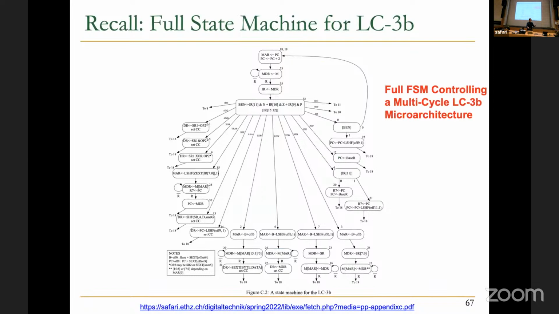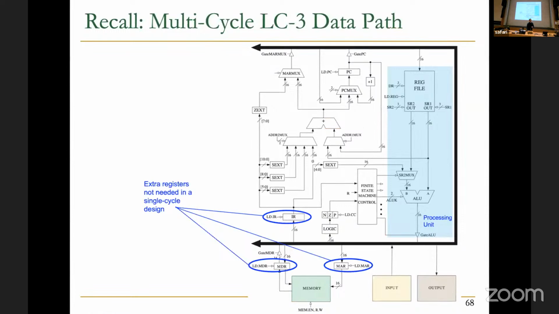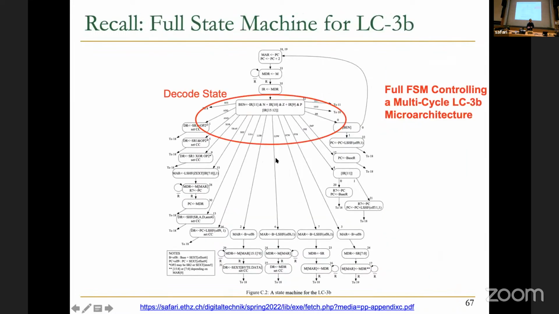Here again, somebody designed this for you, and this is a full finite state machine controlling a multi-cycle LC3B microarchitecture. You could actually develop a state machine like this for any instruction set architecture, except it won't be this simple, right? If you want to develop this for x86, if you're designing a multi-cycle microarchitecture, it will have a lot of states, if you will, because there are lots of instructions, lots of things to think about. And remember, there's a decode state where there's a multi-way jump in the finite state machine over here. Okay, we've gone through this before. And remember, this finite state machine always goes with a data path.